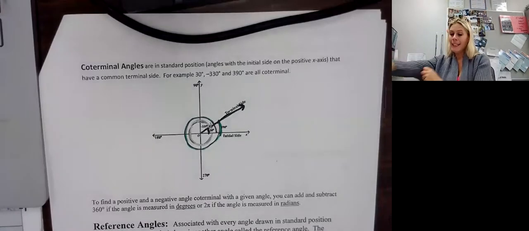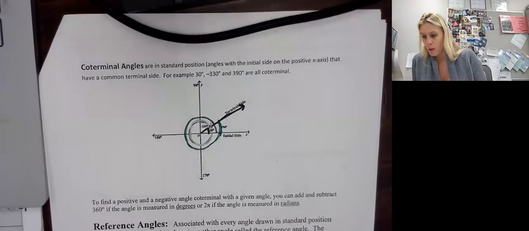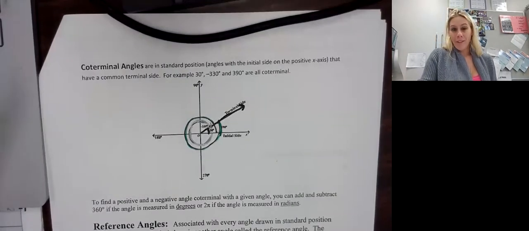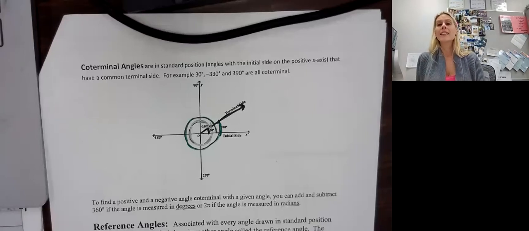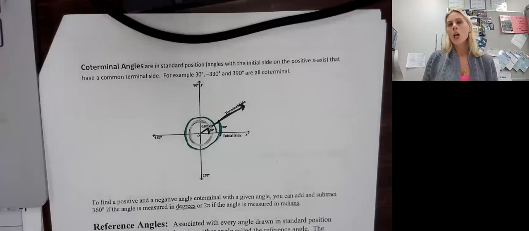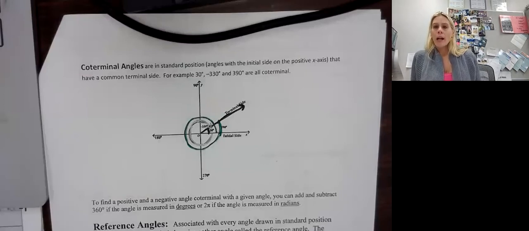To find a positive and negative angle coterminal with a given angle, we can add and subtract 360 from it. So if I gave you 45 and I said, what's an angle that's coterminal to that? You can either add 360 to it or even subtract 360, and those are coterminal angles. Now, of course, when it comes to radians, you're not going to add or subtract 360. You're going to add or subtract 2 pi, because 2 pi is a full circle.